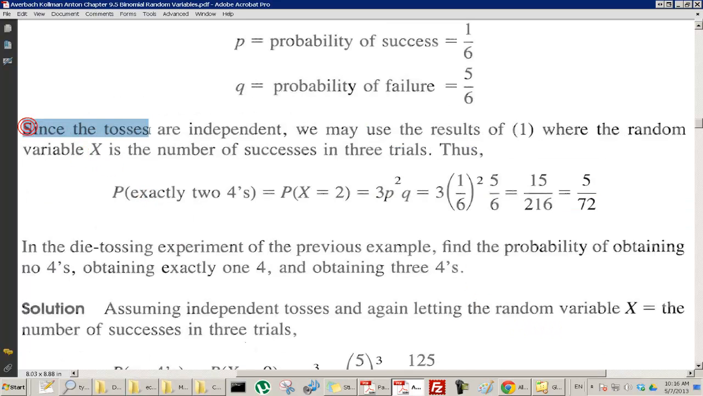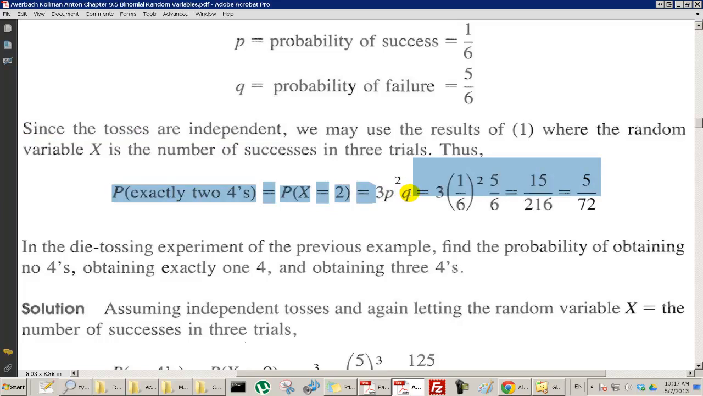Since the tosses are independent, right? Tossing a die, the tosses are independent, usually we say that, we may use the results of 1, where the random variable x is the number of successes in 3 trials. So we already discovered that the answer is going to be this here, because we already found out that the probability of getting 2 successes will be this. But now we just have to fill in what p and q are.